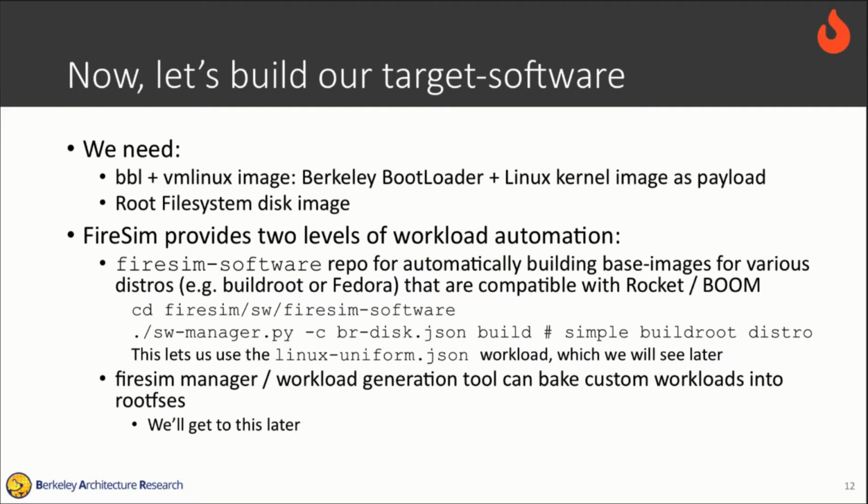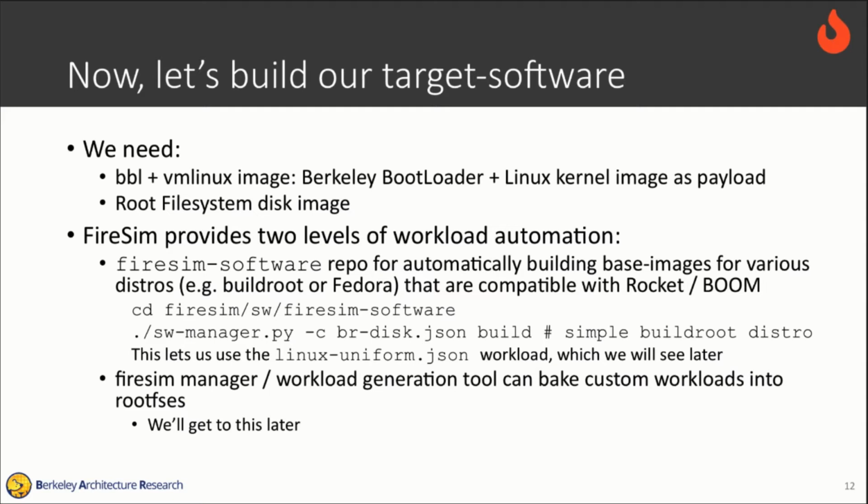And so FireSim is going to give you two levels of workload automation. There's FireSim software. This is a repo that's basically capable of building a variety of types of base OS images. The ones we currently support are a Linux-based image that's based on Buildroot, and a Linux-based image that's based on Fedora. The way you build that is you cd into the FireSim software submodule in FireSim, and then you can run this Python manager that's capable of building these things in a variety of configurations. So in this example, it's going to spit out these two files.